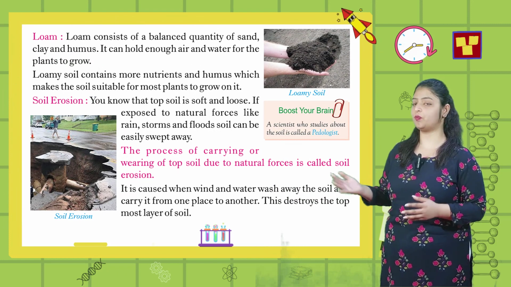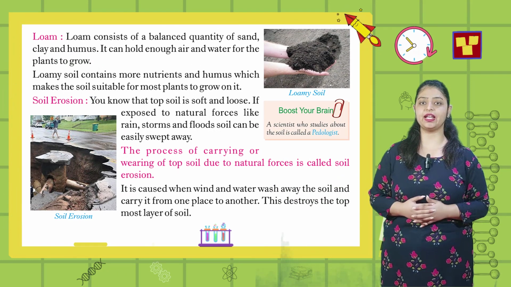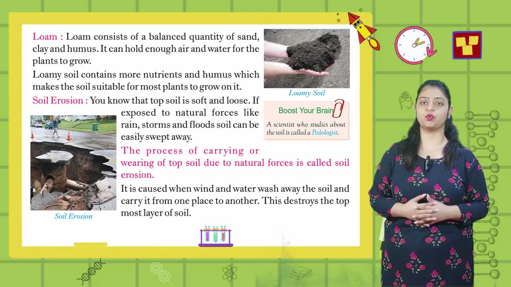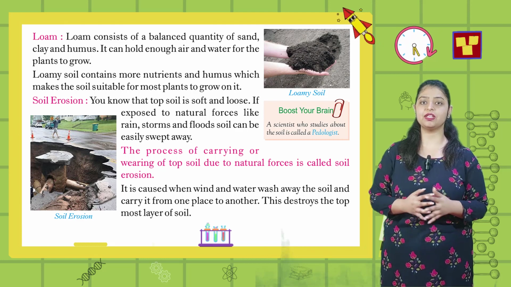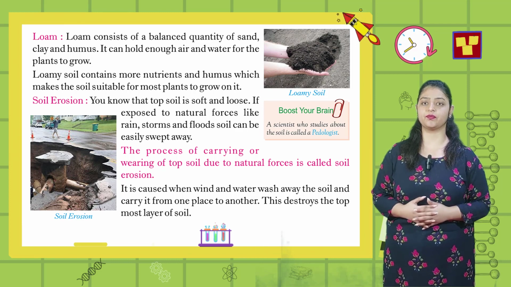Next is loam. Loam consists of a balanced quantity of sand, clay, and humus. It can hold enough air and water for the plants to grow. Loamy soil contains more nutrients and humus, which makes the soil suitable for most plants to grow on it.